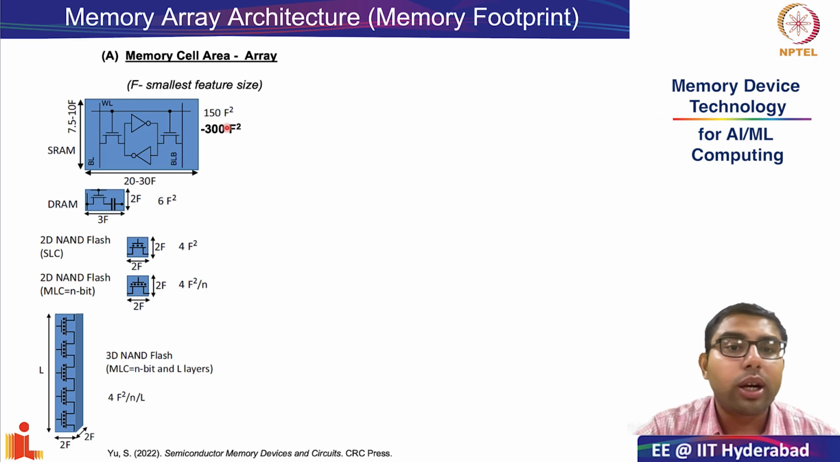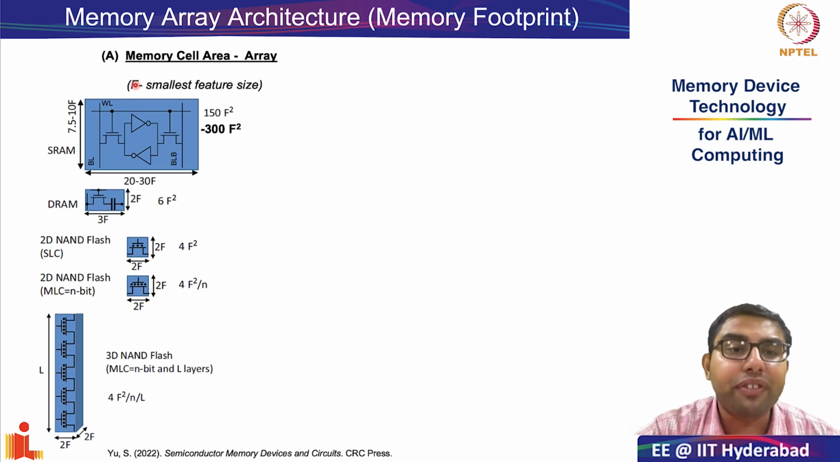Now, since different technologies, whether it is SRAM, DRAM or NAND flash, will have different process technologies, in order to make a proper comparison, we should first indicate the smallest feature size of the corresponding technology. If the smallest feature size is F, then what is the area in terms of F squared? Because F is a linear dimension, the area will be in terms of F squared.